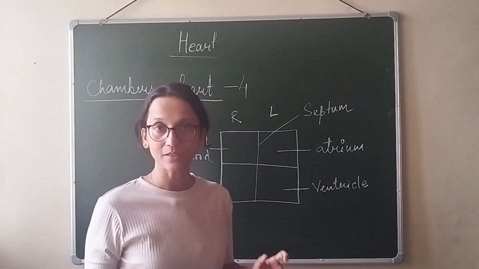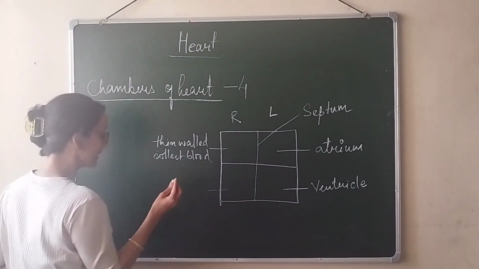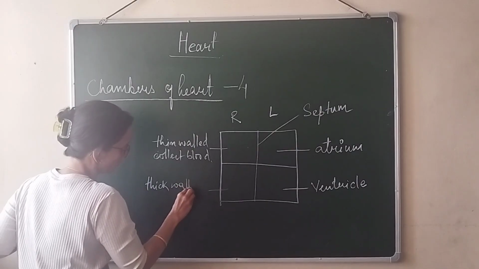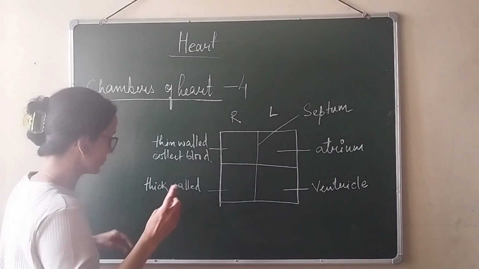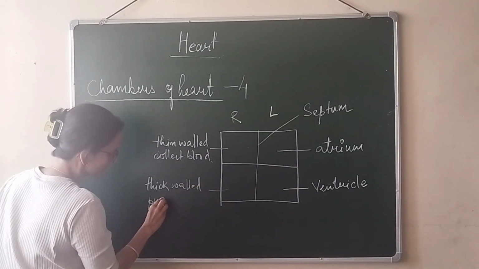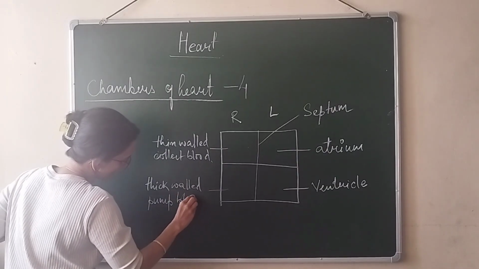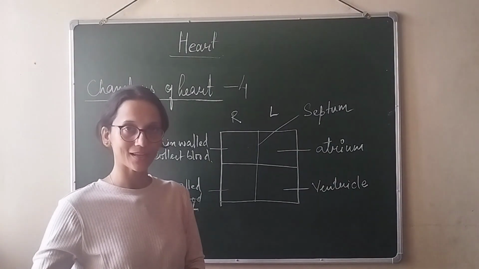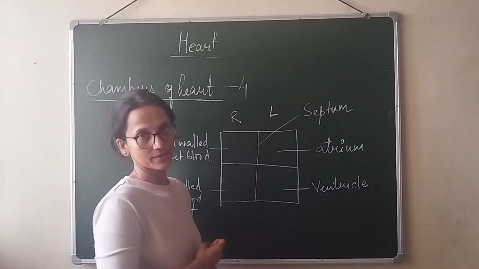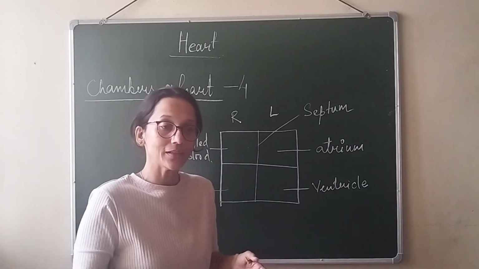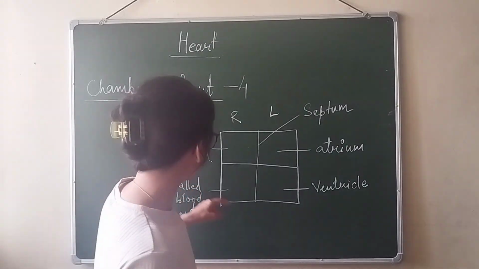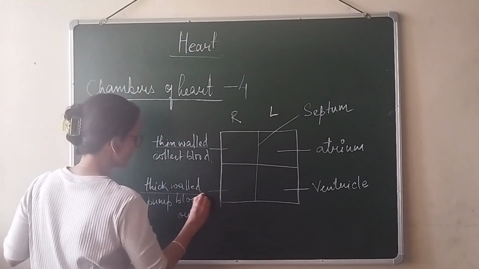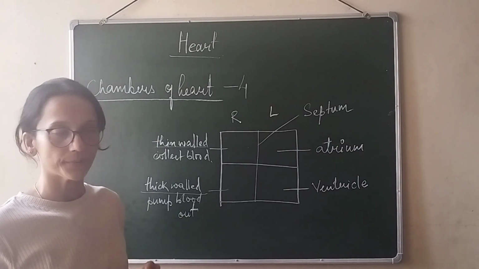Whereas the lower chambers, ventricles, they are thick walled, or you can also say muscular. And why? Because their function is to pump blood out. So they basically push the blood outside the heart and the atria collect blood. That is why their functions are different, and to perform these functions they have these structural differences. One is thin walled, another one, the ventricles, they are thick walled.